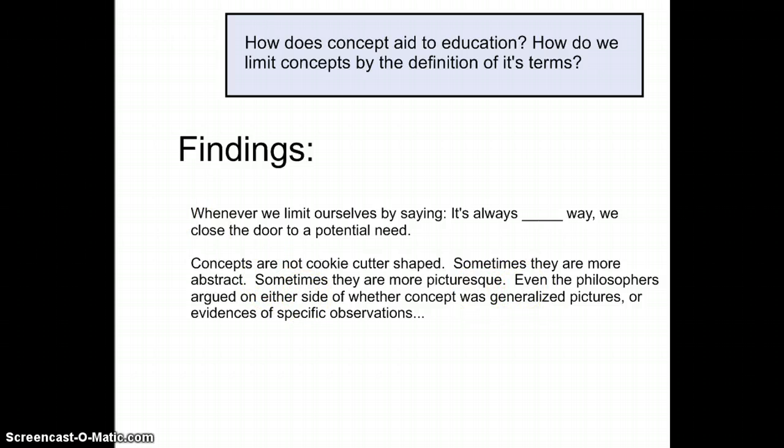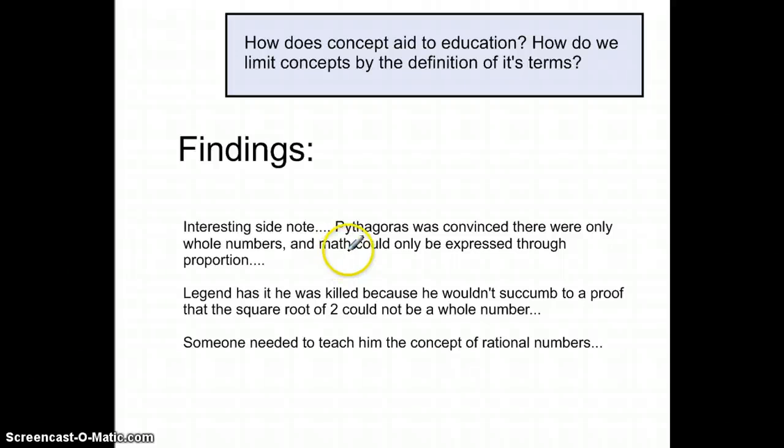An interesting side note: Pythagoras, great math man, was convinced there were only whole numbers and math could only be expressed through proportions. There's a legend that has it that he was killed because he wouldn't succumb to a proof that the square root of 2 could not be a whole number. Somebody needed to teach him the concept of rational numbers, and that's actually from a video I saw from viheart.com recently about Pythagoras, which was really kind of funny.